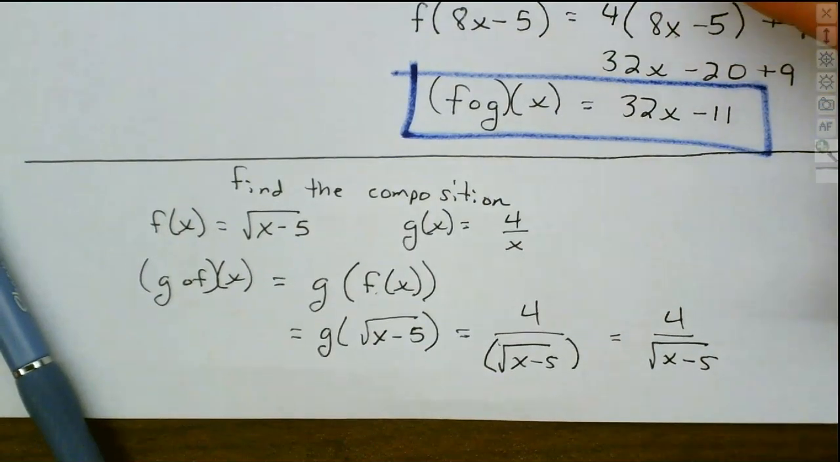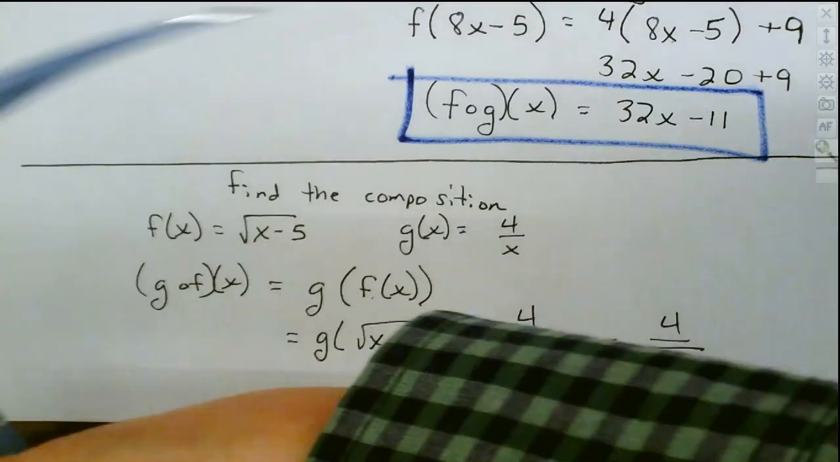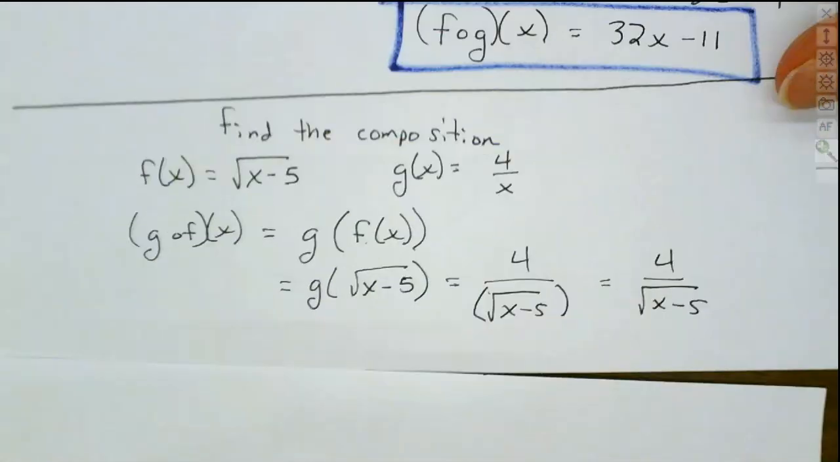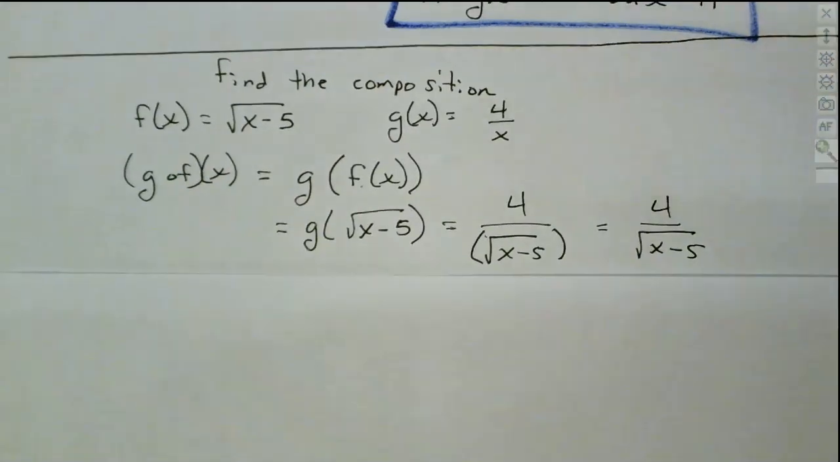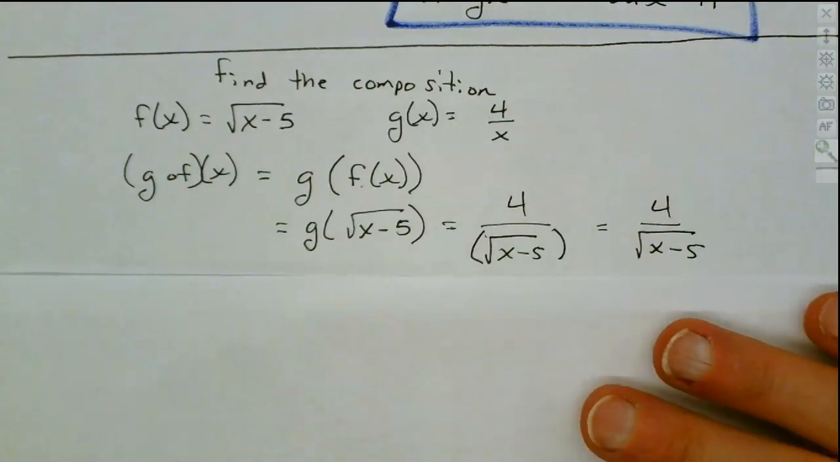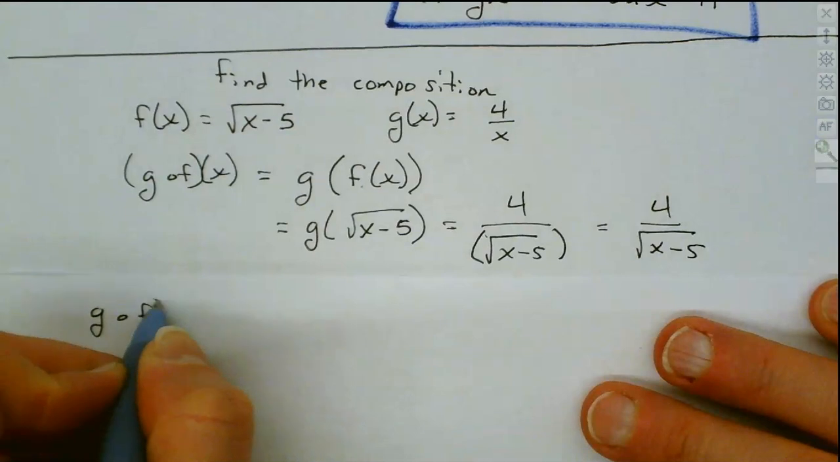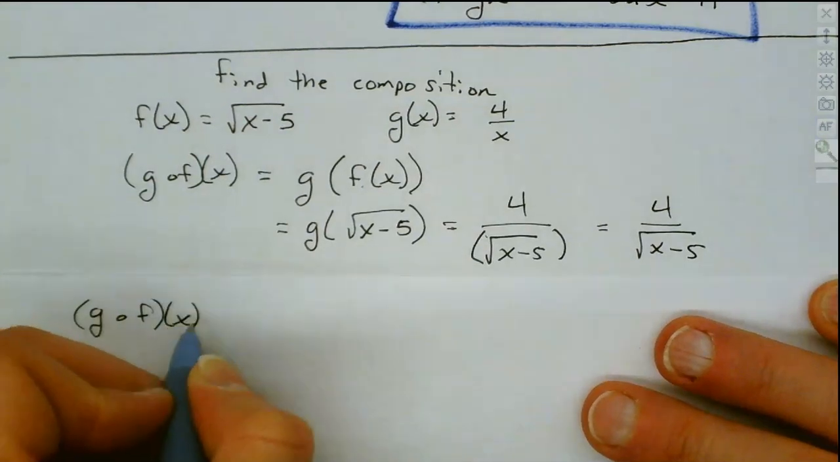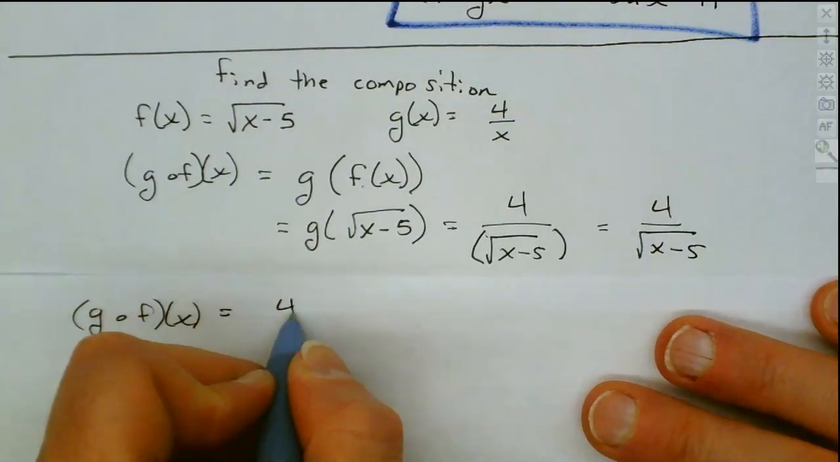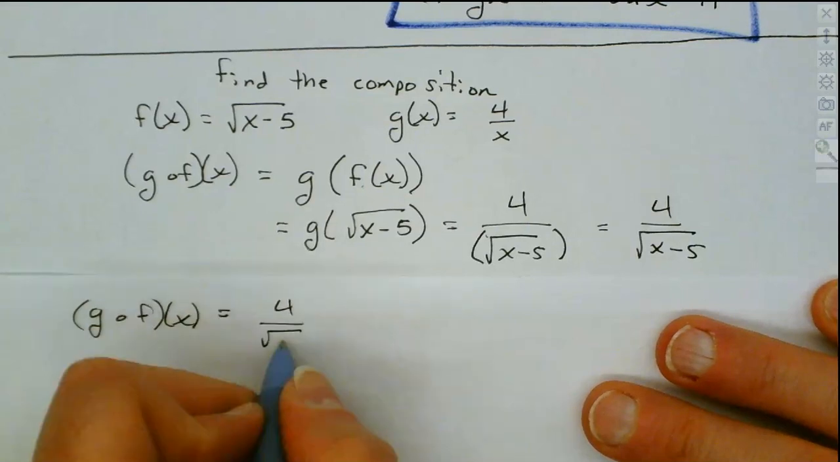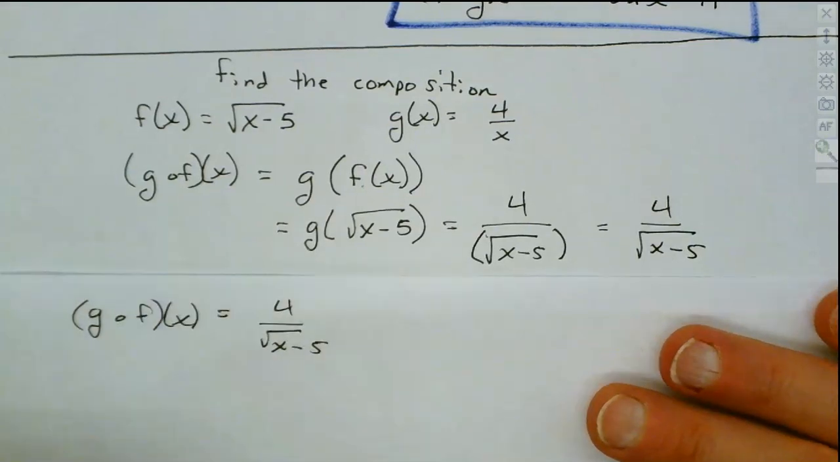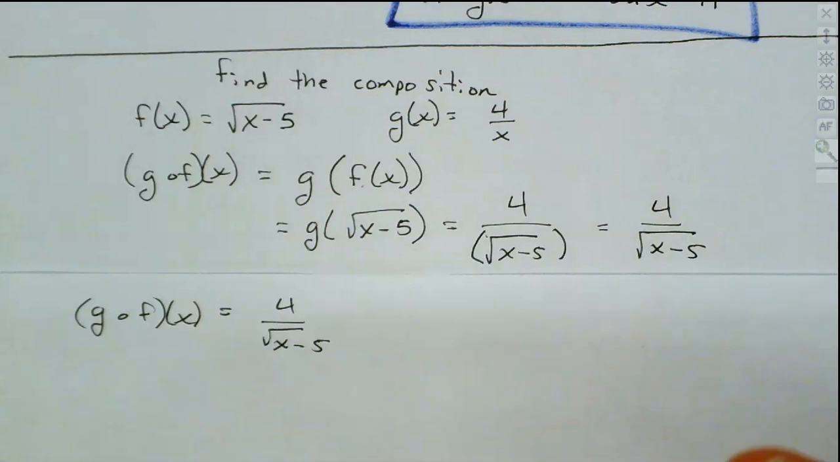So what would your final answer be? Let's try our final answer here. What would your final answer be? Well, g composed with f of x is going to be 4 over the square root of x minus 5. And that's it.